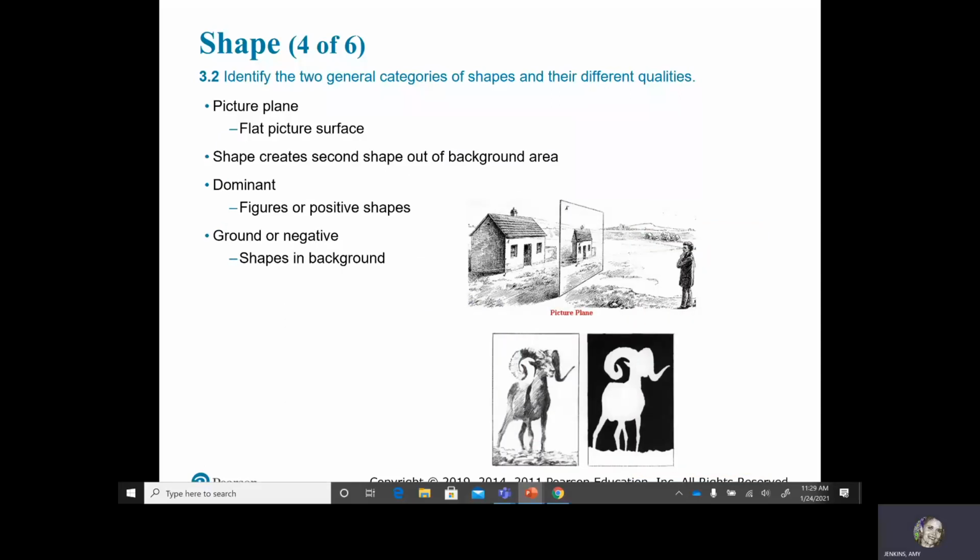Here, the picture plane is a flat picture surface. The shape creates a second shape out of a background area. The dominant shapes or figures are positive shapes. And then we have the ground or negative, which are the shapes in the background. So you can see clearly in this drawing of the ram that the dominant is the ram itself, the animal, and then the negative space is all of the background.